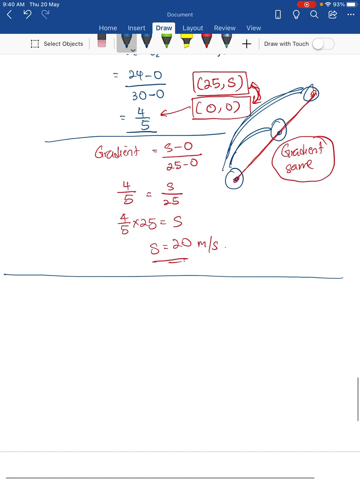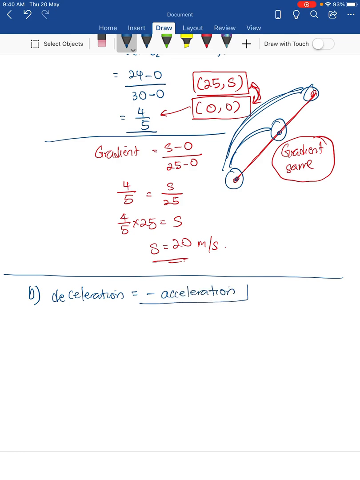Okay, so next part B, we want to find the deceleration. Deceleration, so how do we find it? It equals negative acceleration. So must take note, deceleration is actually the negative of acceleration. And how do we find the acceleration? Acceleration is actually equal to the gradient, the negative of the gradient. So how do we find the gradient? Basically it is y1 minus y2 over x1 minus x2.